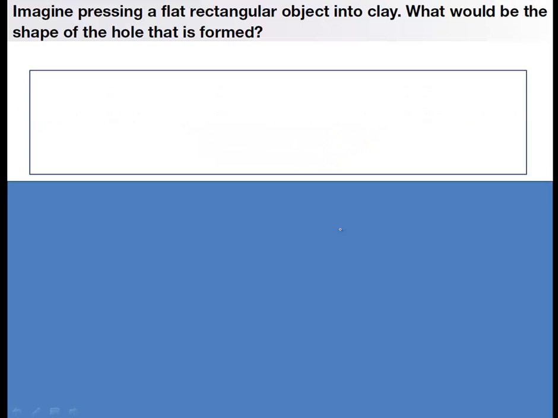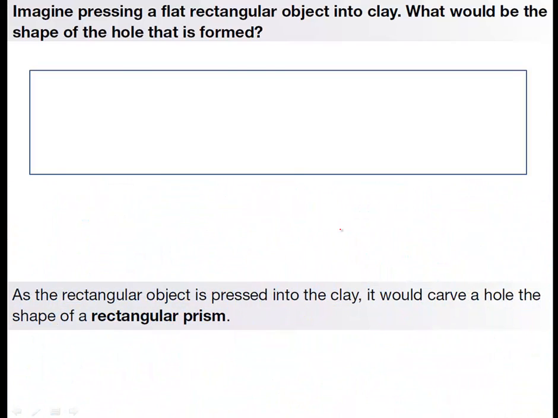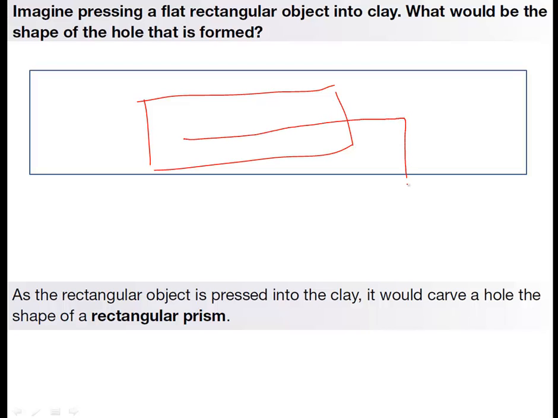Okay. All right. So imagine if we were to take a flat rectangular object and shove it into clay, and then pull it out, what would we have? What shape would we have sitting there? What would it look like? Would it be 2-dimensional or would it be 3-dimensional? If it's in clay, it'd be pretty 3-dimensional, wouldn't it? And what would we call it? We'd call it a rectangular prism, right? So if we shove that into clay, it would look like this prism inside the clay.